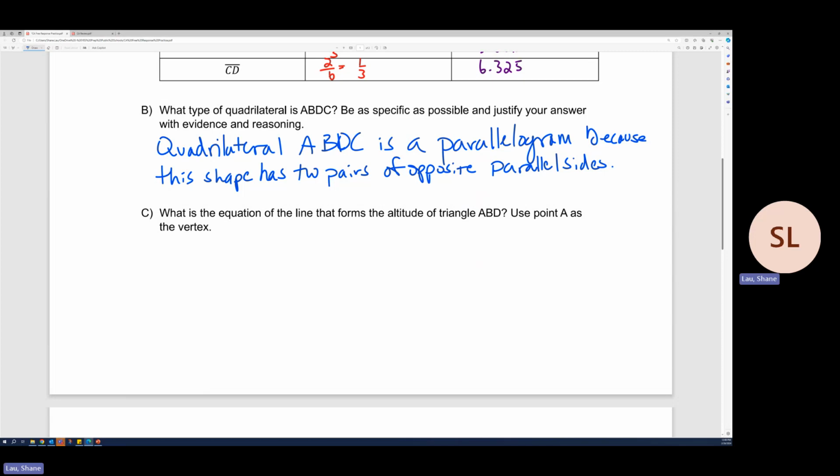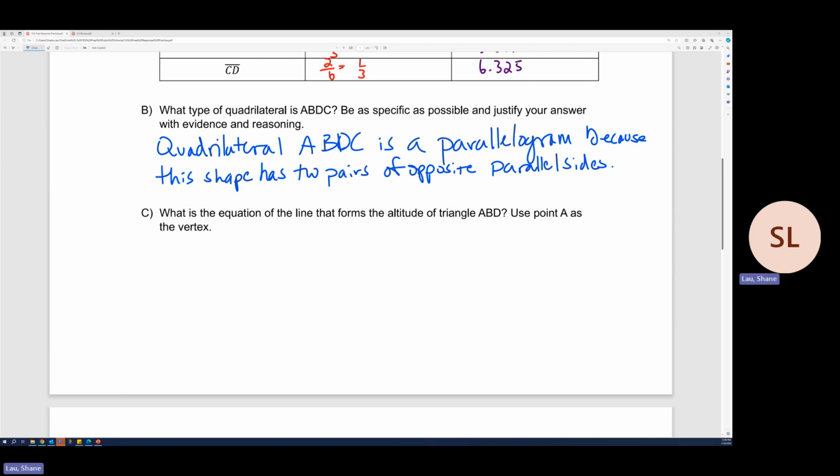I think that should be enough. I can't guarantee it for sure. We'll have to decide that as a collective whenever we are grading your assignments and your common assessments. But I think that should be enough, because you're indicating you know what a parallelogram is. You're indicating that you found that they are congruent to each other, that they're parallel to each other and whatnot. So I think you should be fine there.